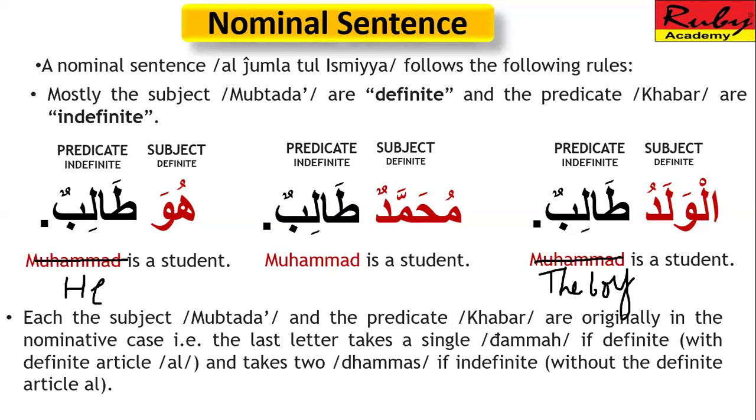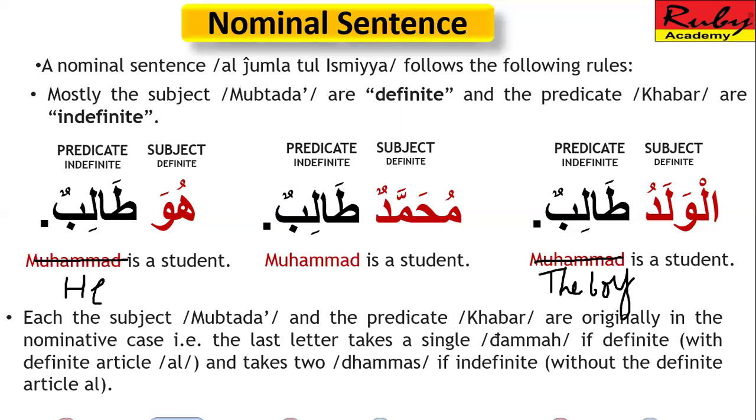So a proper noun, though it ends with tanween, is always definite. Here we can say Muhammadun, subject definite, talibun, predicate indefinite. Now here you can see the subject huwa is definite and the predicate talibun is indefinite. As I have taught you, pronouns are always in the marfu state, especially detached pronouns, that is subject pronouns. Marfu state means it ends with one dhamma or dhamma tanween. But here huwa is mabni, so we can't change its spelling pattern, but according to its place, it is always definite.